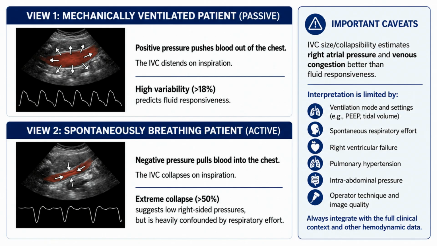In a spontaneously breathing patient, negative pressure pulls blood into the chest, and the inferior vena cava may collapse with inspiration. Extreme collapse can suggest low right-sided pressures, but it is heavily confounded by respiratory effort. So the safer interpretation is this. Inferior vena cava size and collapsibility often estimate right atrial pressure and venous congestion better than they predict fluid responsiveness. Integrate it with the ventilator, right ventricular function, pulmonary pressures, abdominal pressure, and the clinical story.